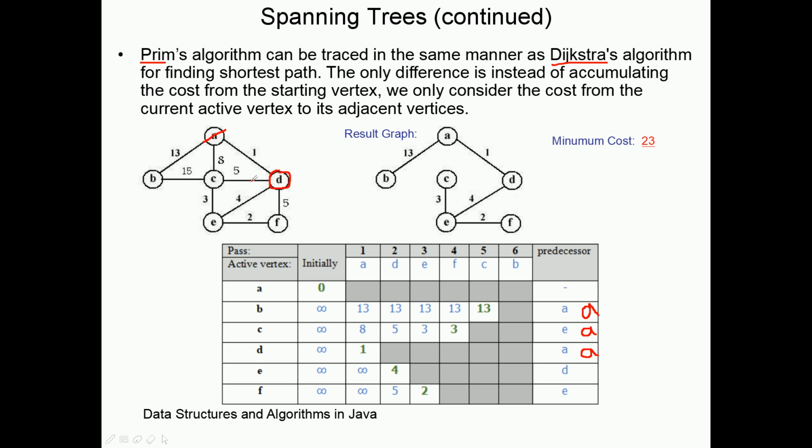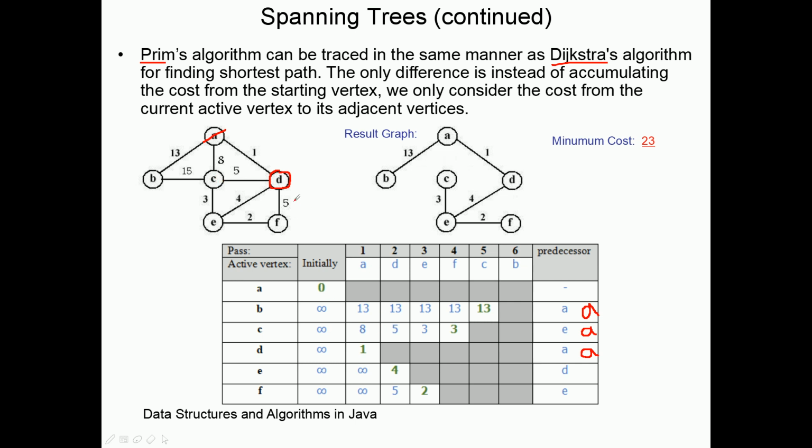So from D to C, it was infinity, so I'm now find a smaller one, that's 5. From D to E, it was infinity, now it's 4. From D to F, it was infinity, now it's 5. So that's why when I put this, that means the C, before it was 8, I found a shorter path to go to C, which costs 5.